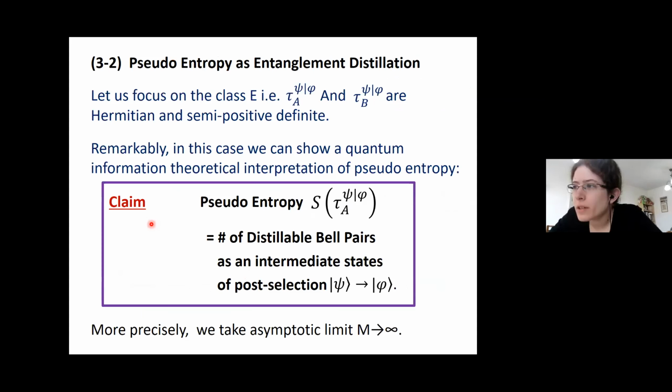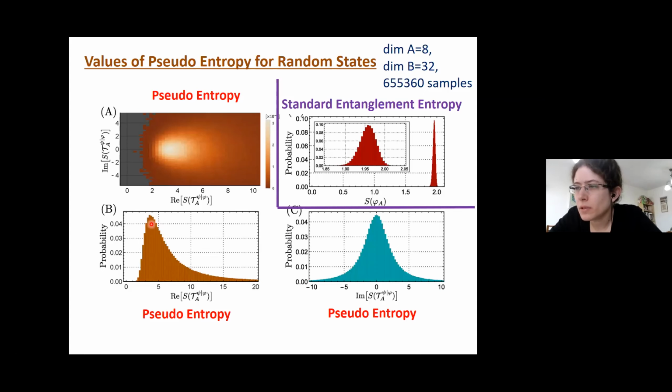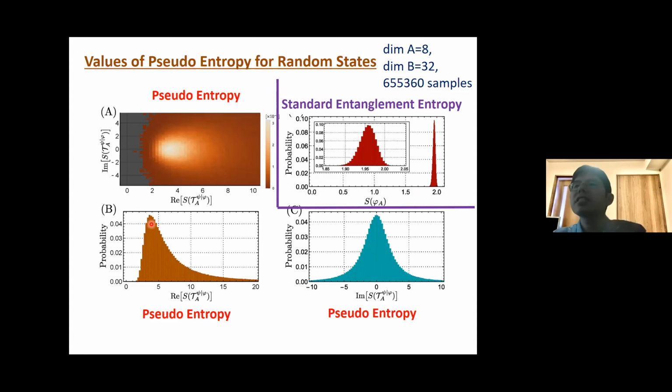How do you make the ensemble of the? Yeah, you can just do it randomly. It's hard random, basically Haar random. Of course we do it in numerics, using some algorithm to generate this random state.